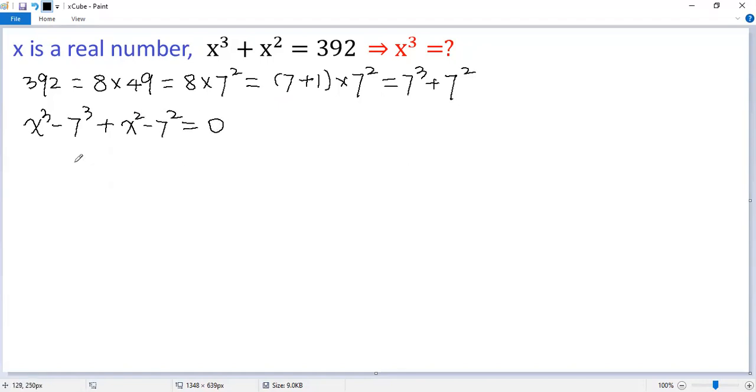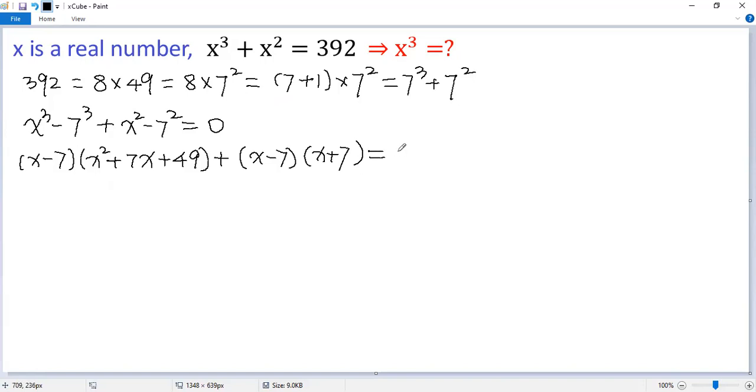For the first two terms, we use the difference of cubes formula. So we get x minus 7 times x squared plus 7x plus 7 squared, which is 49. For the second two terms, we use the difference of squares formula. So we get x minus 7 times x plus 7. Take the common factor out, so x minus 7 times, the first term is x squared plus 7x plus 49. For the second term, x plus 7 equals 0.